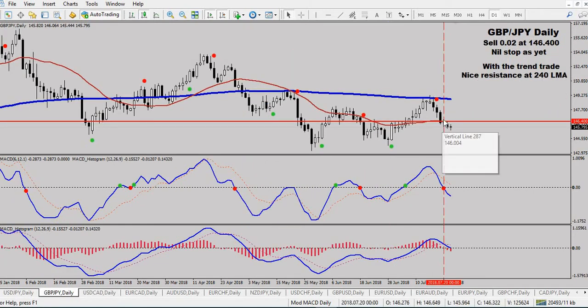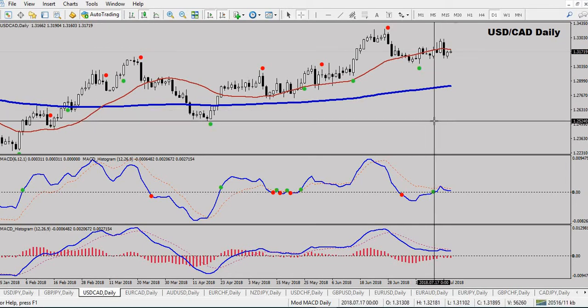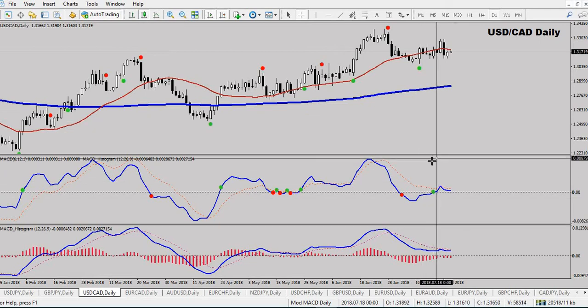Pound yen in a sell just from a couple of days ago, Friday, heading down. Not exactly setting the world on fire at the moment, so it's profitable. USD Canadian dollar in nothing at the moment. Didn't take the buy. Standard MACD wasn't playing the game.